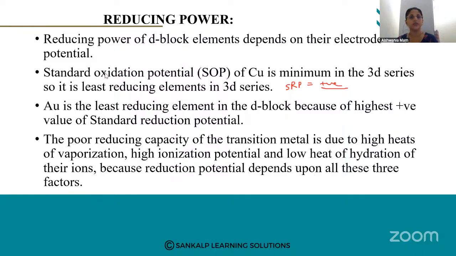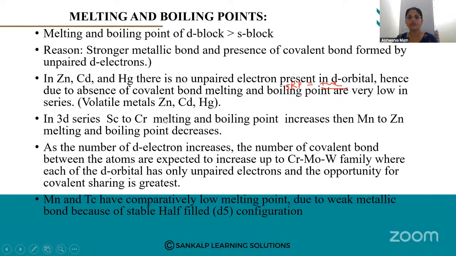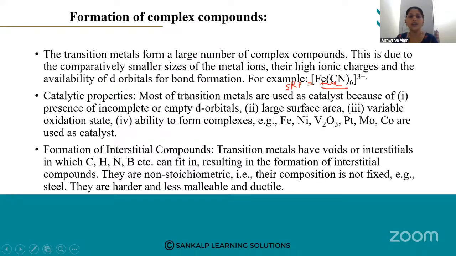Density and atomic volume of transition elements are low compared to s block elements, so comparatively they will have high density. We have seen high densities for osmium, 22.57, and for iridium, 22.61. Scandium is the lightest transition metal, and osmium is the heaviest transition metal. Then for all the groups, melting and boiling points have already been discussed. The transition metals form complex compounds. Catalytic property, we have discussed it.